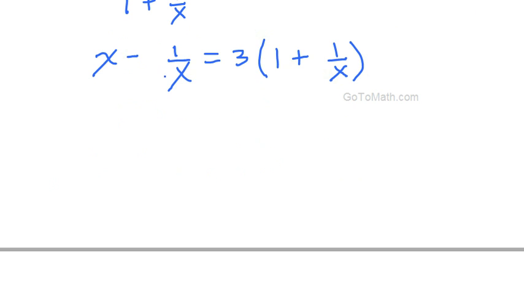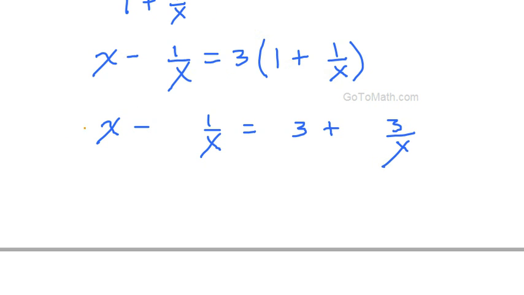Now there's a couple things we can do here. Actually, I think what I'm going to do is multiply through by x all the way across. But let's go ahead and distribute this 3 here. So we have x minus 1 over x is equal to 3. I'm leaving some room here for a reason. And then 3 over x.